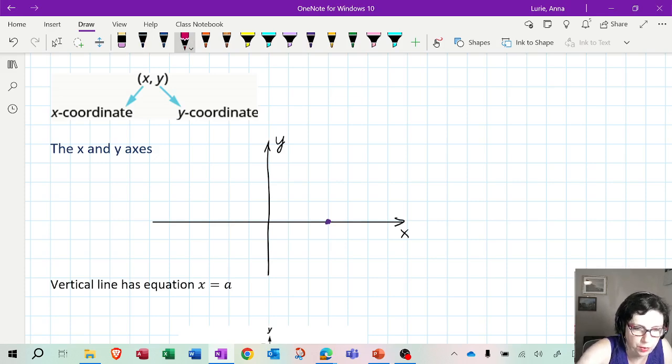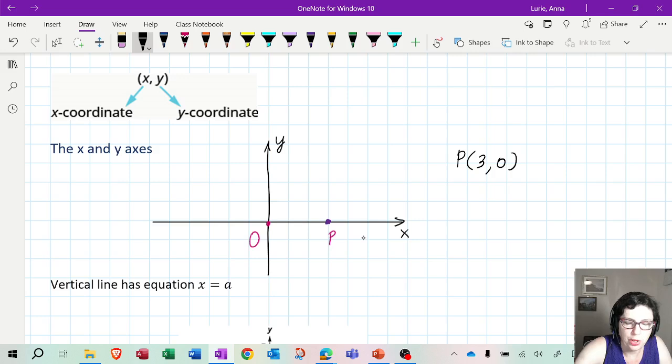So if your point is over here, how do you get from the origin? Just imagine that the origin is right here. This is your house, and you just want to get to that purple point. So how do you get there? Well, all you have to do is jump 3 blocks to the right, and you do not have to go up or down. So that means that the coordinates of P are going to be 3, 0. And notice how the x coordinate is not 0. So that tells you that this point belongs to the x-axis.